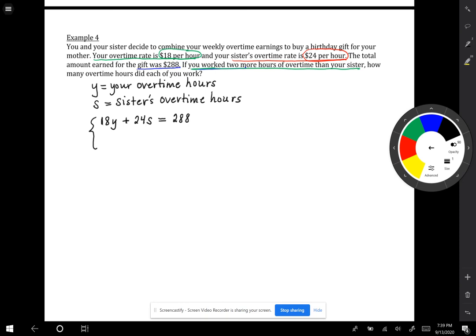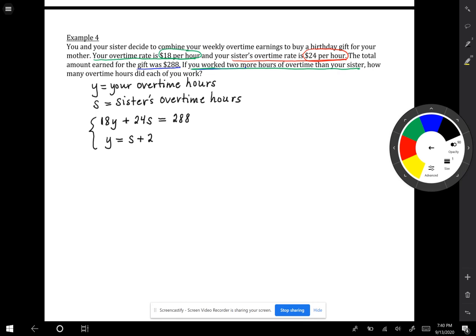So if you worked 2 more hours than your sister, that means S plus 2, because whatever your sister worked plus 2 more. So if your sister worked 5, you would work 5 plus 2, which is 7. If your sister worked 9, then 9 plus 2, 11. So make sure that it makes sense.